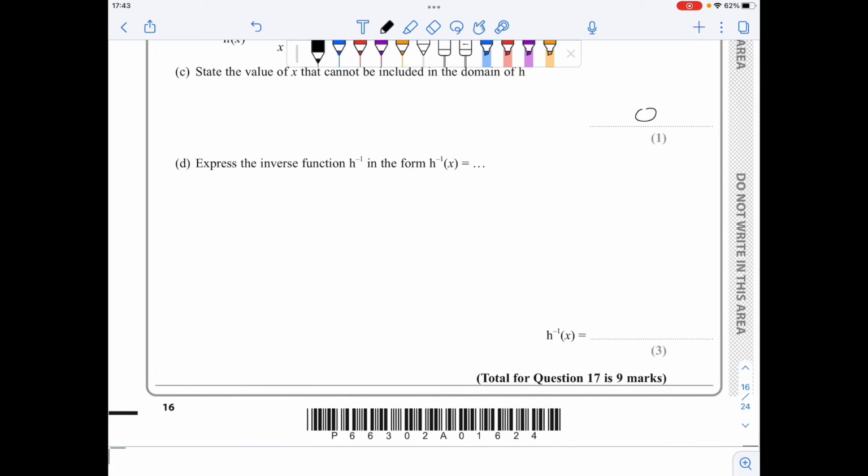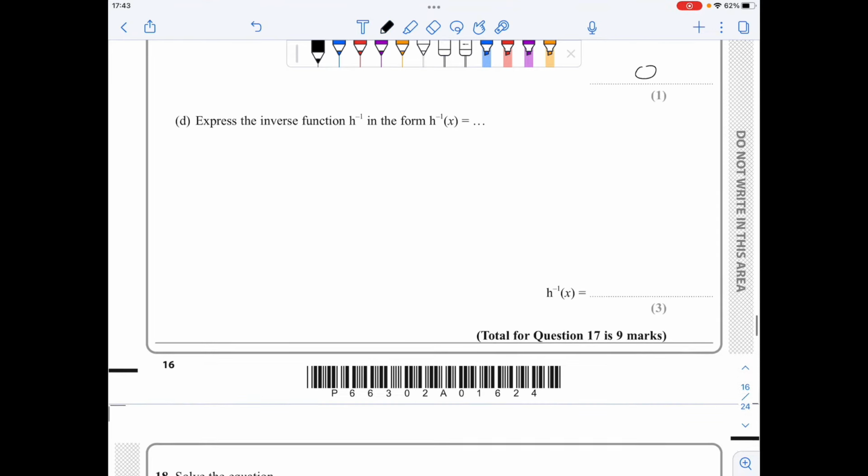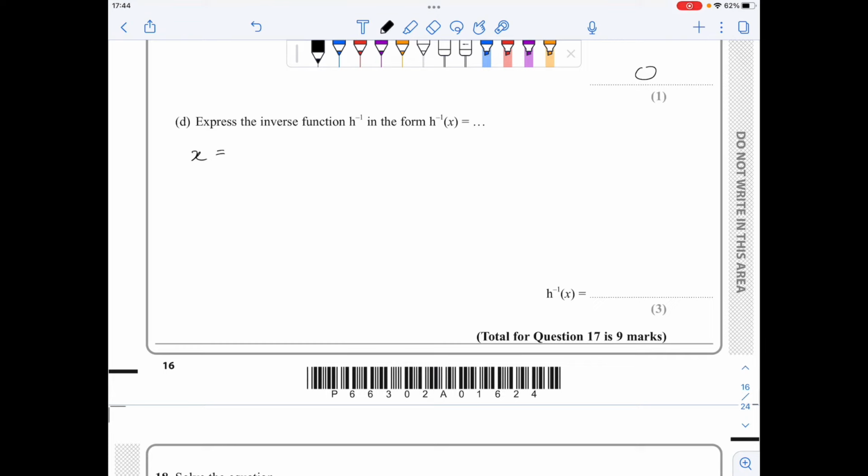So I'll start with function h. I'm going to replace h(x) with x and replace x with y. So I have x equals (2y minus 4) over y. I will cross multiply, so xy equals 2y minus 4. I will take the minus 4 to the left, the xy to the right, so 4 equals 2y minus xy.